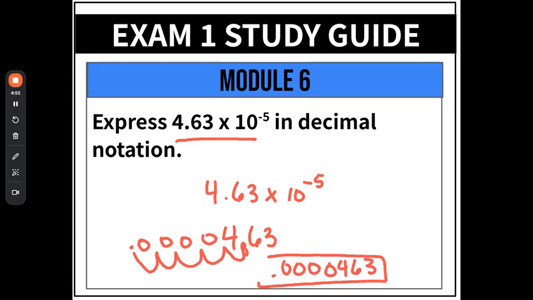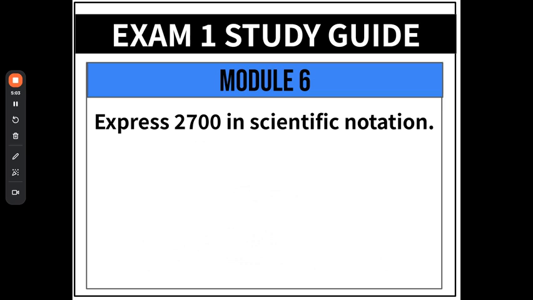And when we get an answer like that, that's the very reason why we have scientific notation. Keeps us from writing all those zeros. All right. Now in this one, we're going to go the opposite direction. So they give us a number, and we're going to put it in scientific notation. Now they give us 2,700.